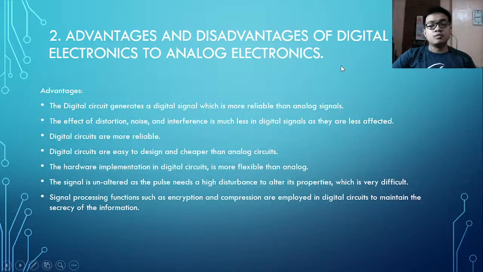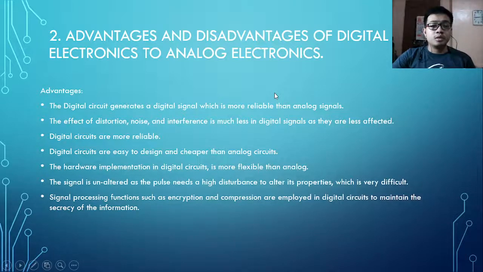The next question is, what are the advantages and disadvantages of digital electronics compared to analog electronics? First, let's tackle the advantages. The first is that digital circuits generate a digital signal which is more reliable than analog signals, as I told you a while ago. The effect of distortion, noise, and interference is much less in digital signals as they are less affected, and in terms of performance, digital electronics is above its counterpart, the analog.